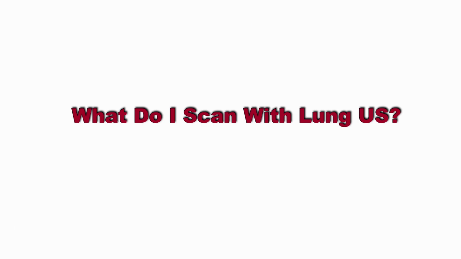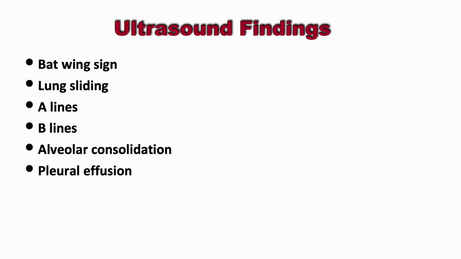What do I scan with lung ultrasound? What do you see with lung ultrasound? Actually, you see nothing. You cannot see structure, you only see artifacts, because it's well known that air is the enemy of ultrasound. Generally, we see bat wing sign, lung sliding, A lines, B lines, alveolar consolidation, or pleural effusion.